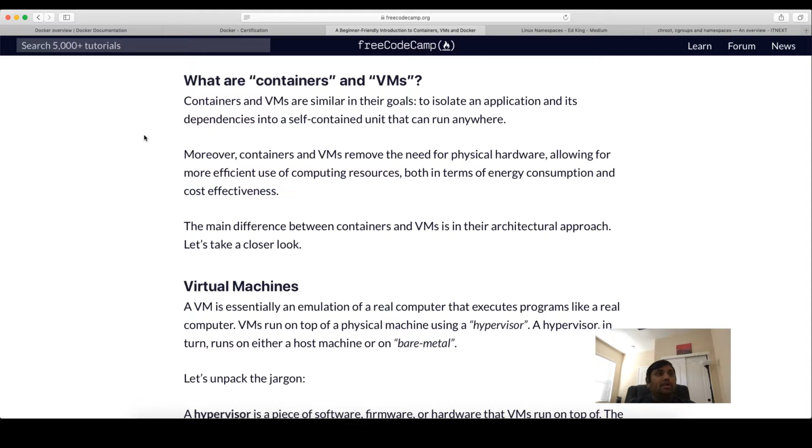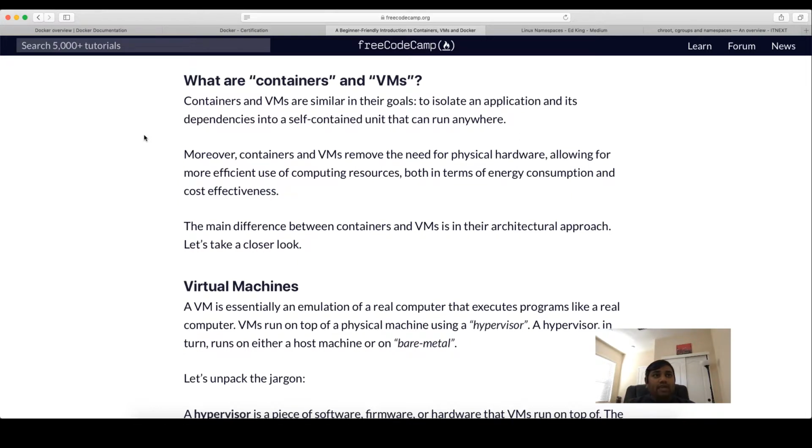If you take a look here, containers and VMs are pretty much similar in their goals. The goal is to isolate an application and its dependencies into a self-contained unit, and that unit you can run anywhere. Let's take an example of a VM. You could deploy a VM on one ESXi host, and later on decide to migrate that VM to a different ESXi host, if you are using VMware as your virtualization technology. At the same time, you can do that.